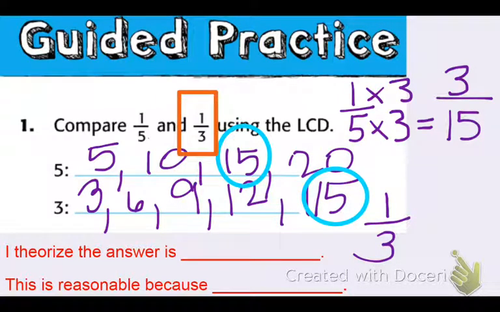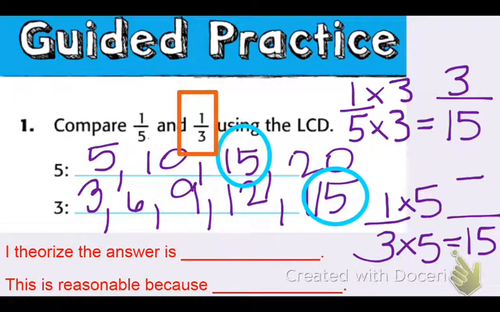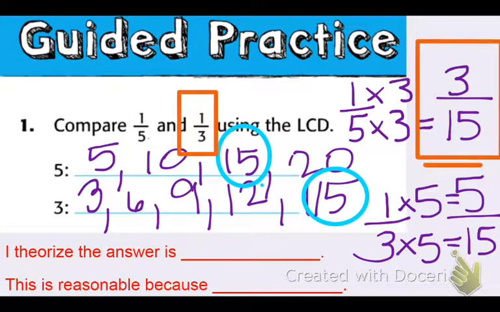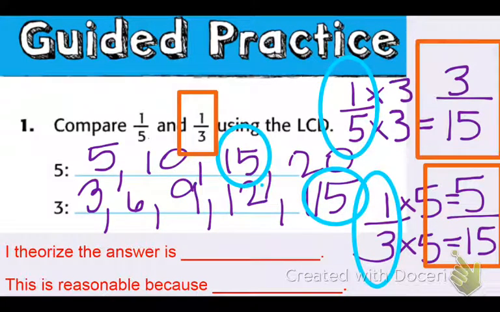And I'm going to go ahead and change that denominator to 15 so we can have those fractions with the same denominator. How do I make 3 turn into 15? 3 times 5 equals 15. Well, what's 1 times 5? That's 5. Step 1, I found the multiple, 15. Step 2, I created equivalent fractions. So 3/15 is the same value as 1/5, and 5/15 is the same value as 1/3.